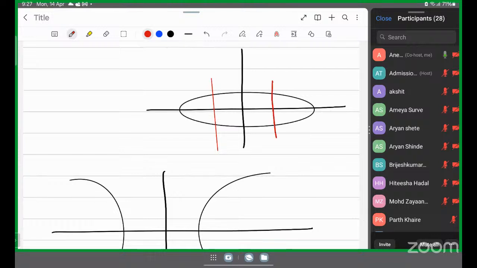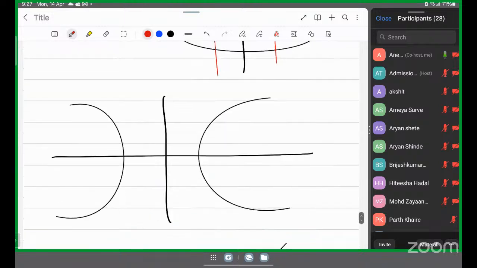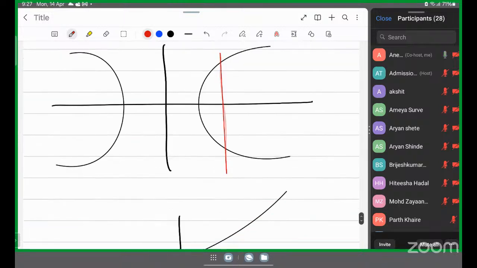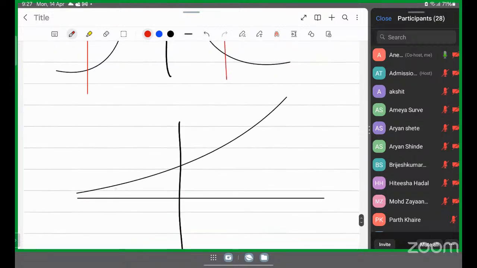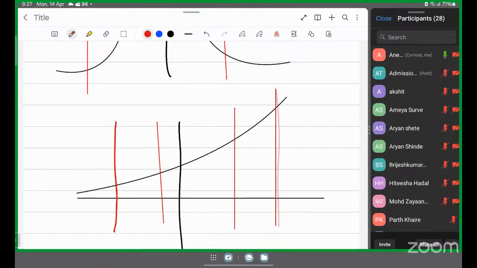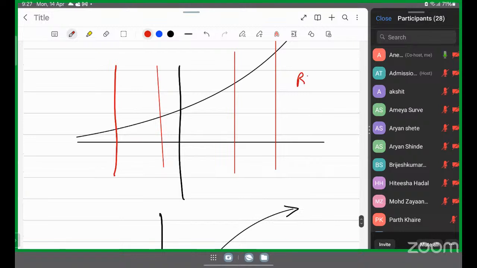In this case, again, same condition. This is a relation, but it's not a function. This is again a condition. In this also, this is a relation but not a function. In this case, if you will draw a vertical line, it will cut the curve at exactly 1 point. So this is a relation as well as a function.